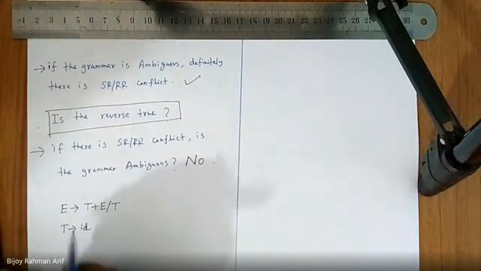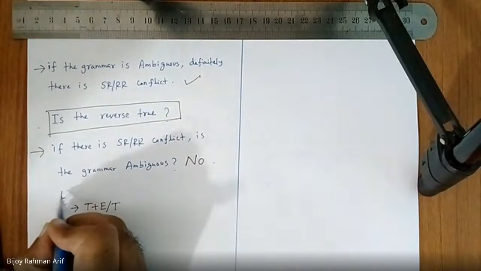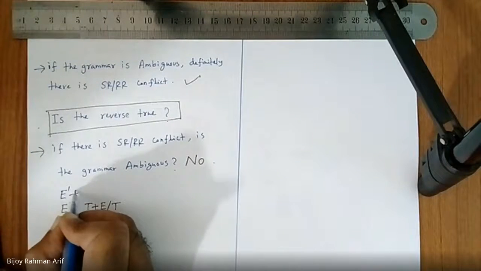What is the first step I need to do? I need to add the augmented product.